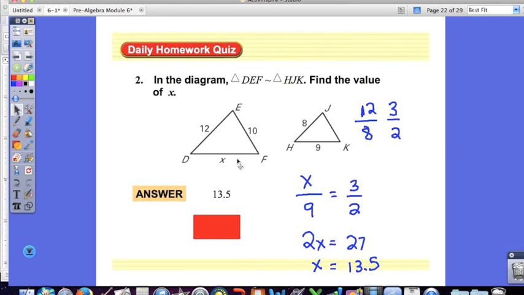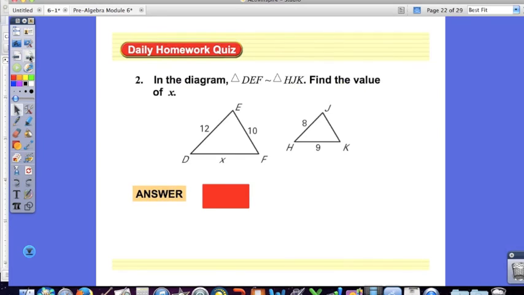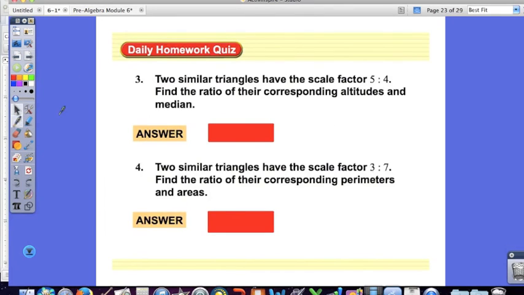So as you start to see, those start to get a little bit more confusing where you can't just use number sense to solve the problem. If two triangles have the scale factor of 5 to 4, find the ratio of their corresponding altitudes and median. It's all going to be the same. It's all going to be 5 to 4.